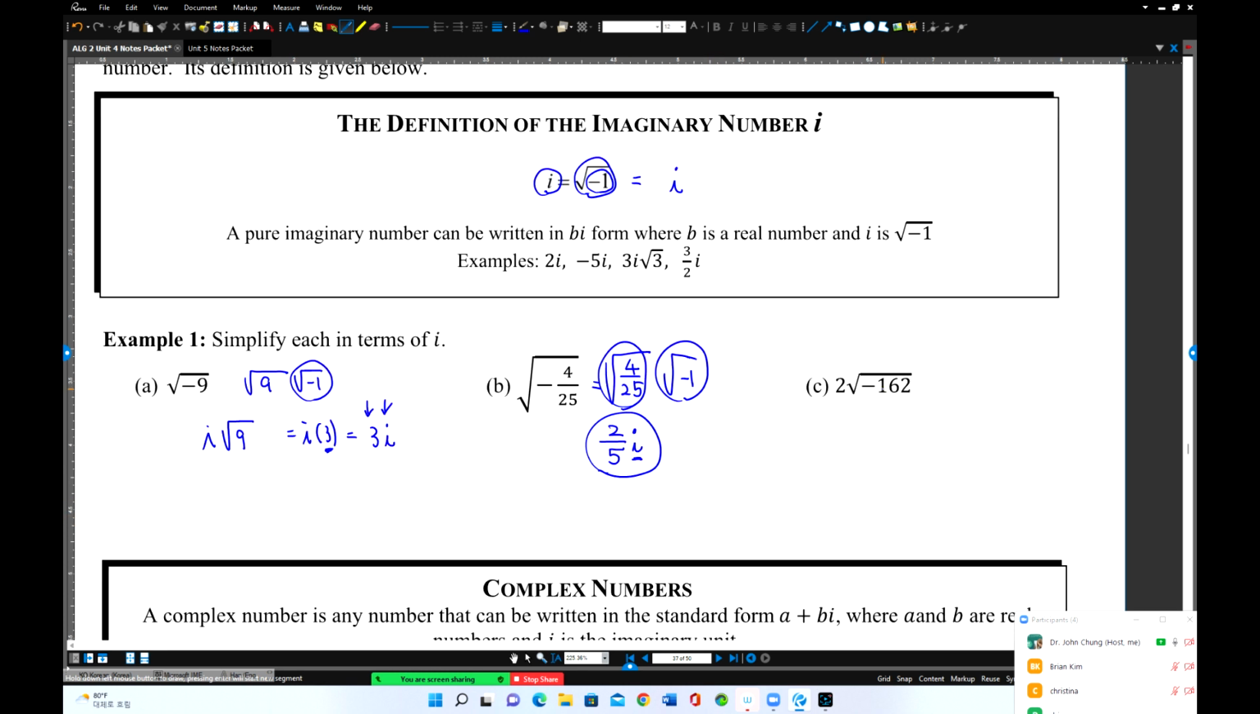Now look at this number over here. First, the square root of negative 162 is the square root of 162 times the square root of negative 1. Also, we still have a 2 over here. This is i. Simplify 162. 162 is what? 81 times 2, right? The square root of 81 is 9. So this is actually 9 root 2. So 2 times 9 root 2 is 18 root 2.